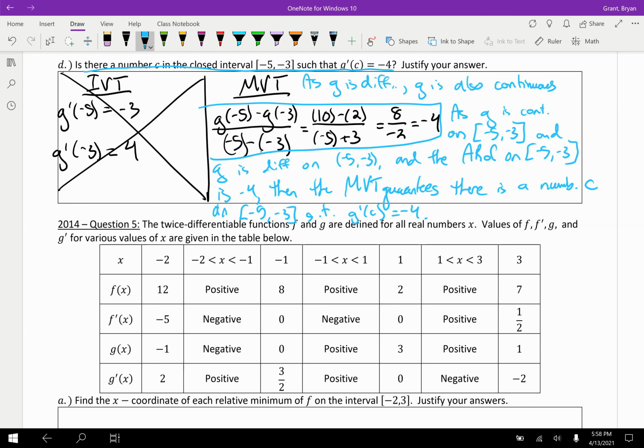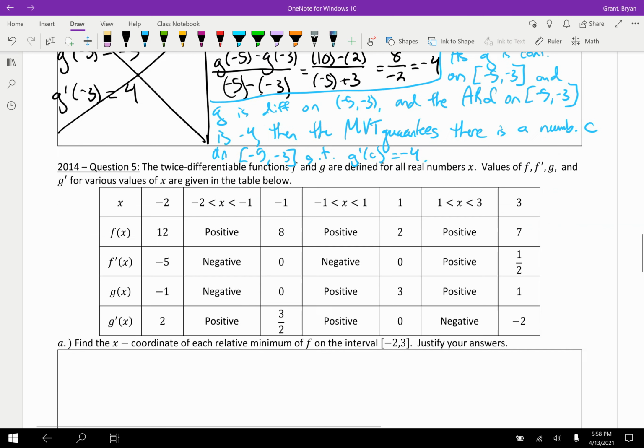Whew. Definitely a bit of writing there. Should usually be able to do this in one sentence. I needed two because I needed to establish the link between differentiability and continuity. It is not okay to say as G is differentiable and continuous. You need to explain why G is continuous. All right, let's move on.